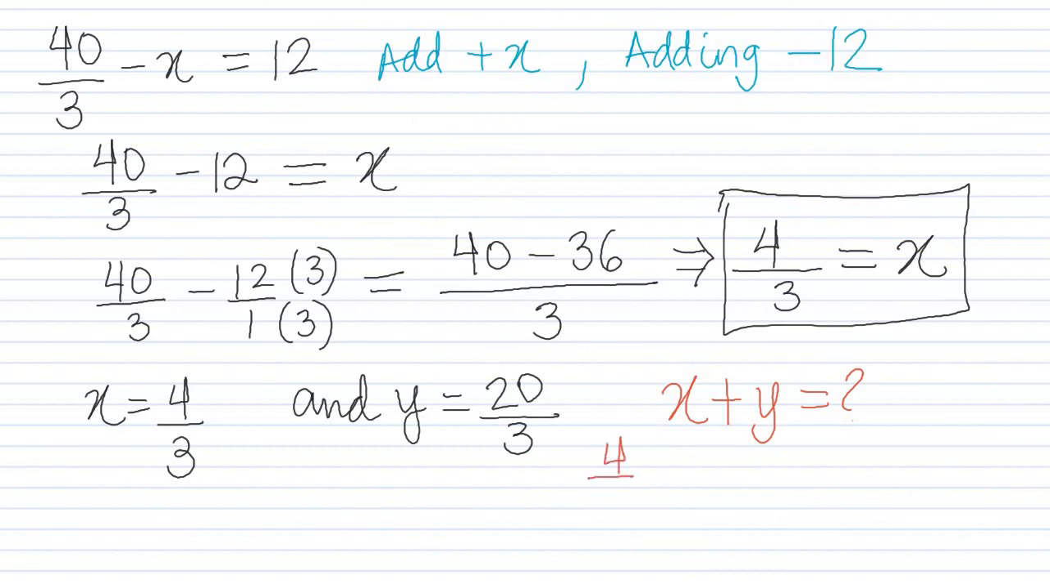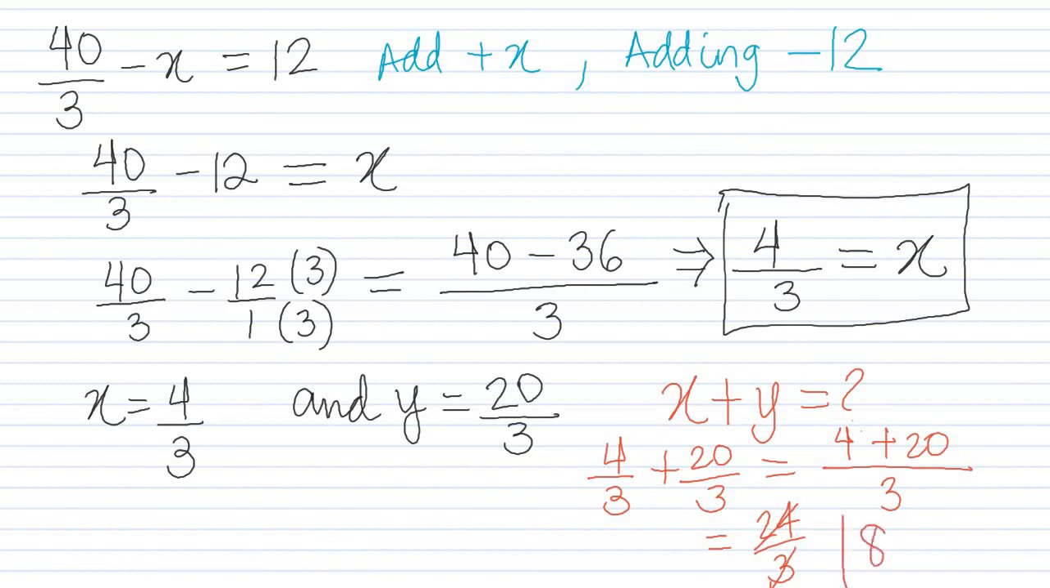So 4 over 3 plus 20 over 3 is the same thing as, we're going to have 3 because that's the common denominator, and then you have 4 plus 20, same thing as what? 4 plus 20 is 24 divided by 3, so that's going to be 8. So 3 times 8 is 24. So our answer has to be 8.